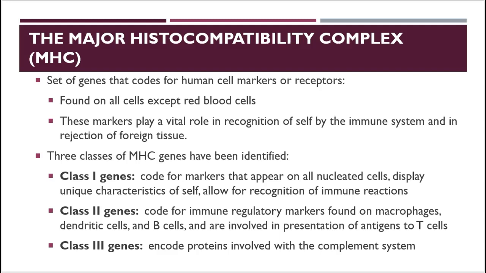The class 2 genes are going to code for regulatory markers that are found on macrophages and dendritic cells and B cells. And these class 2 genes are responsible for presenting substances that have been identified as foreign to T cells. So we're presenting an antigen on these regulatory markers that are displayed on the outside of the cell, so in the cell membrane. And the T cells are going to recognize or be stimulated by antigens that are presented in this way. The class 3 genes encode for proteins that are involved in the complement system that we talked about in chapter 12.